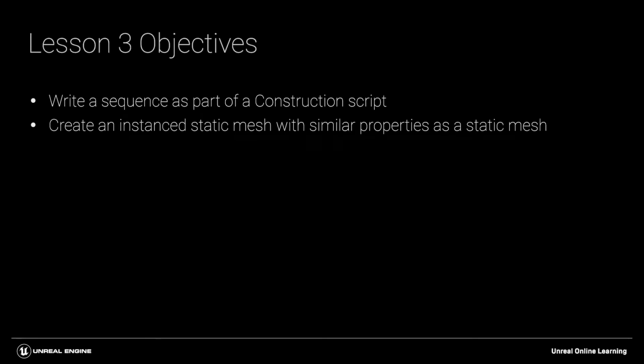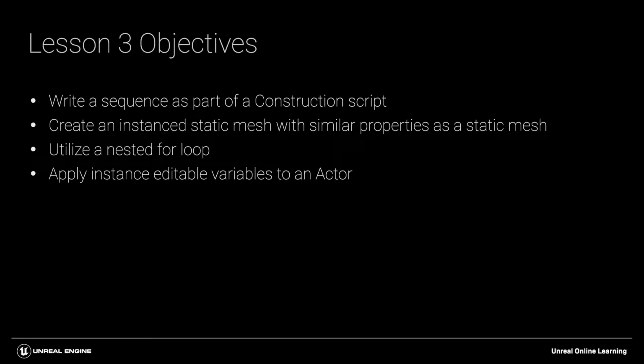Our objectives for this module are to write a sequence as part of a construction script. We'll create an instanced static mesh with similar properties as a static mesh. We'll utilize a nested for loop, or a loop inside of a loop. We'll use instance editable variables to control the size of the floor actor.